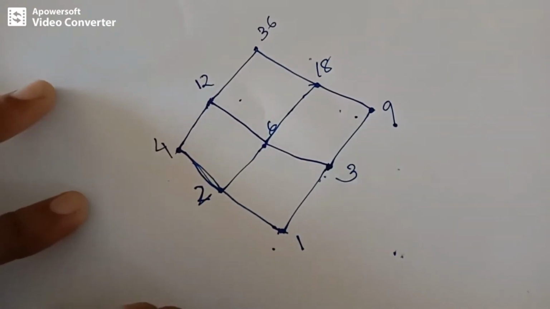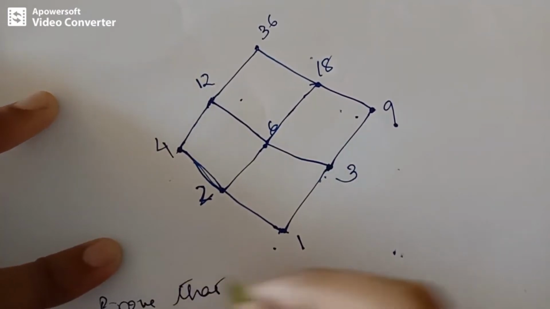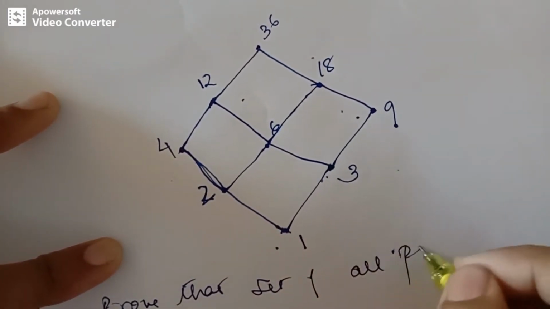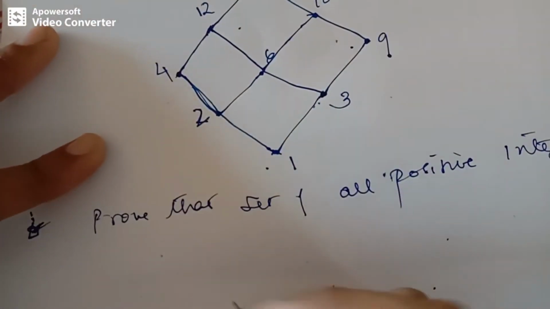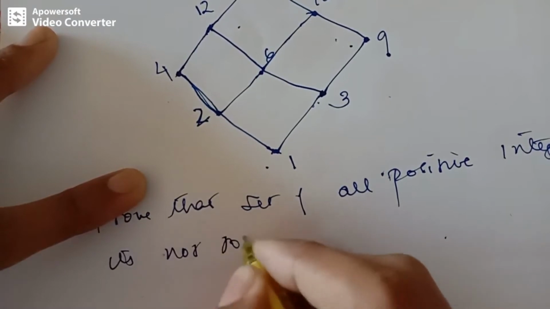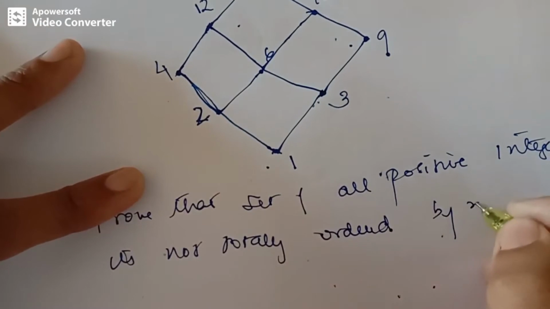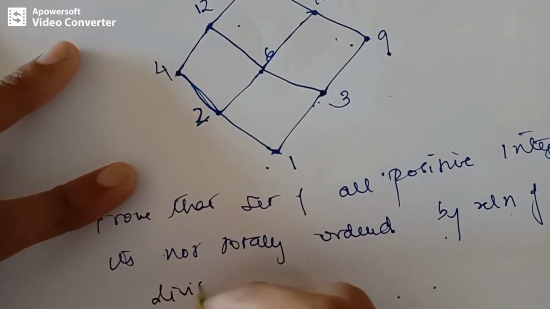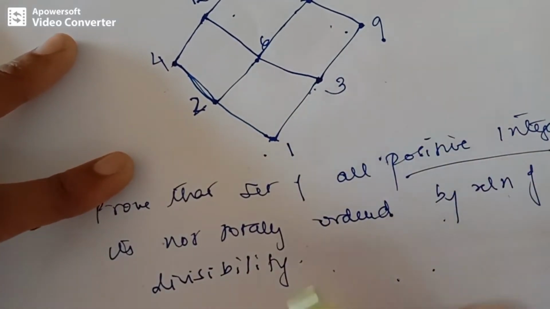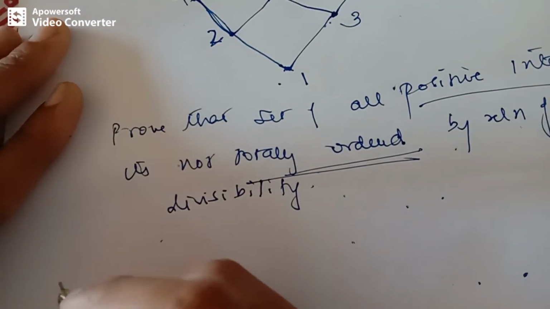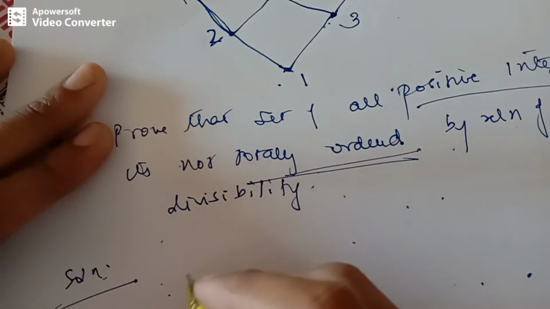So the next question is to prove that the set of all positive integers is not totally ordered by the relation of divisibility. So you know what is total order. Okay, we need to take the set of all positive integers. We need to check whether it is a total order relation. Okay. So let's take a set A.